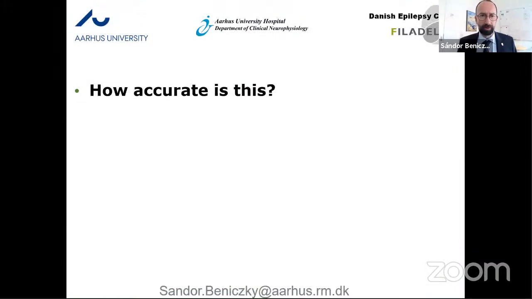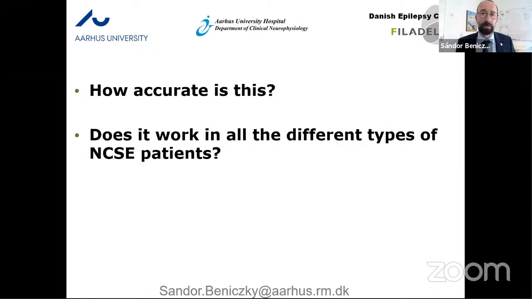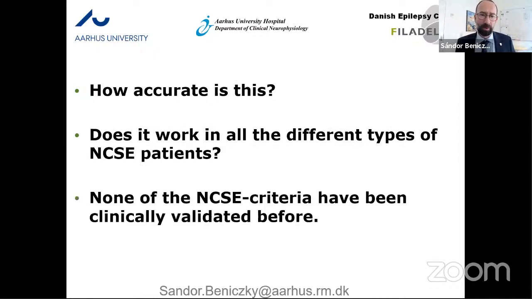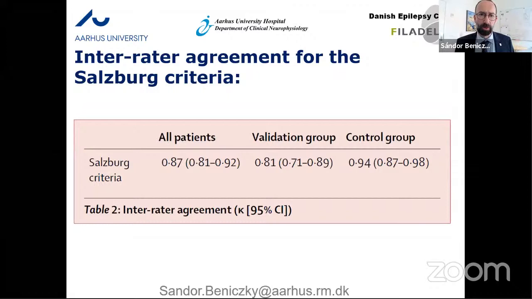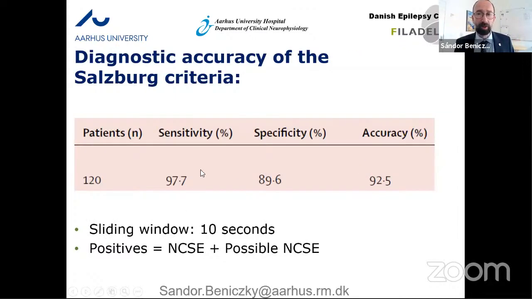So how accurate is this? And does this work in all the different types of non-convulsive status epilepticus patients? Well, remember that previous criteria have been suggested too, but none of them have ever been validated clinically. So we conducted a multi-center study in Aarhus, Lund, and Salzburg, and we found that the inter-rater agreement for application of the Salzburg criteria is very high, beyond 0.8. And giving a very high sensitivity, almost 100%, we only missed one patient who proved to have non-convulsive status epilepticus, so a sensitivity of 97.7%, an acceptable specificity around 90%. This gives you an overall accuracy of 92.5%.